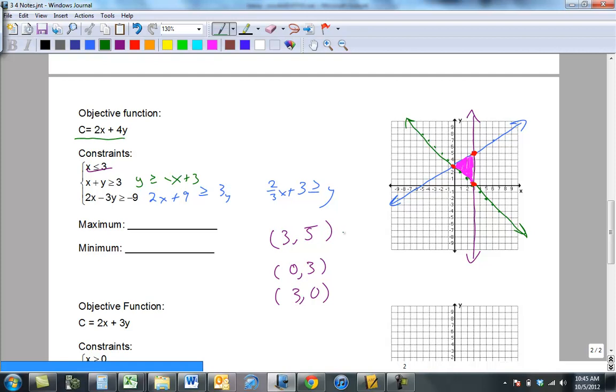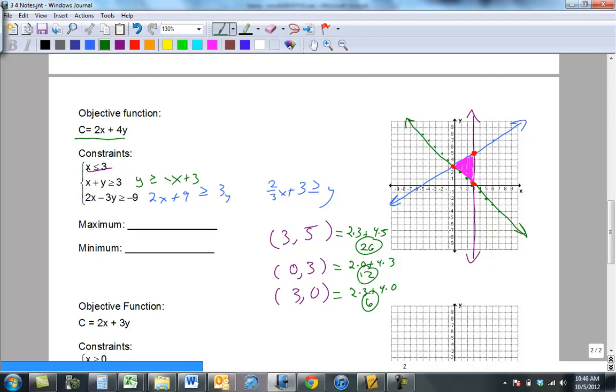Step 3, we're going to take these vertices and plug them into the objective function. This is the objective function here. So in this case, it would be 2 times 3 plus 4 times 5, which would be 26. So (3, 5) gives us the value 26. Here I get the point (0, 3): 2 times 0 plus 4 times 3, 12. And on this one you get 2 times 3 plus 4 times 0, which is 6. So those are our 3 values.